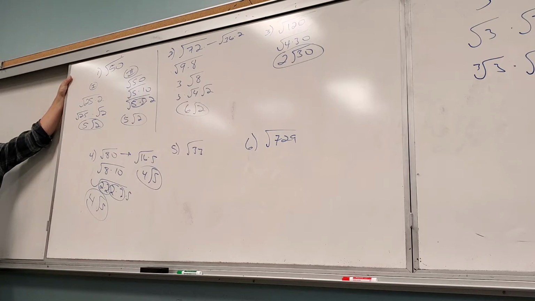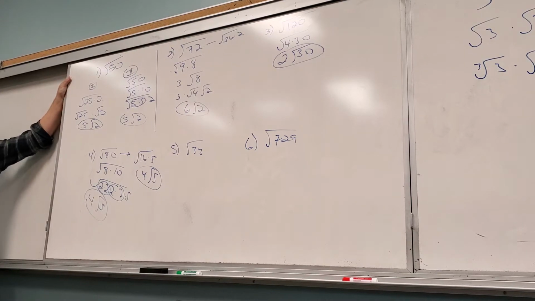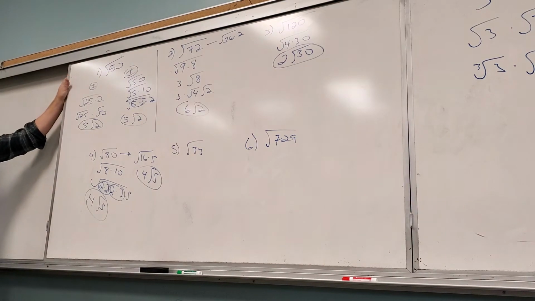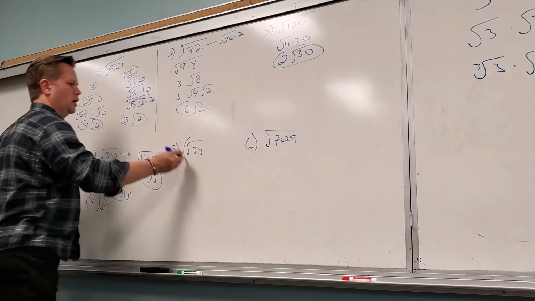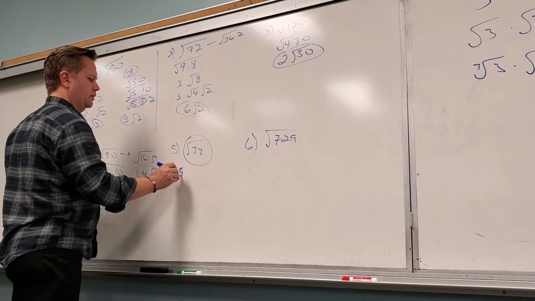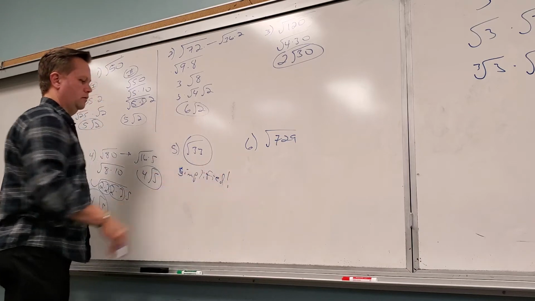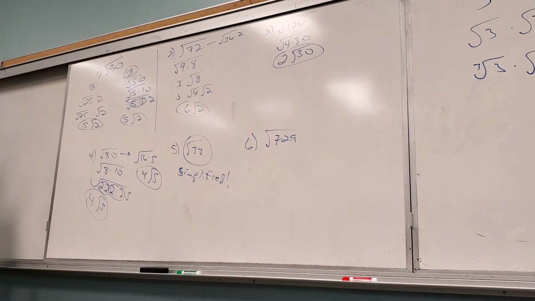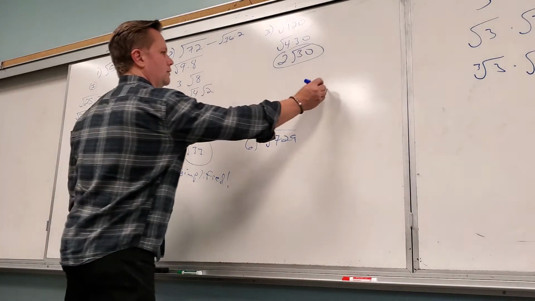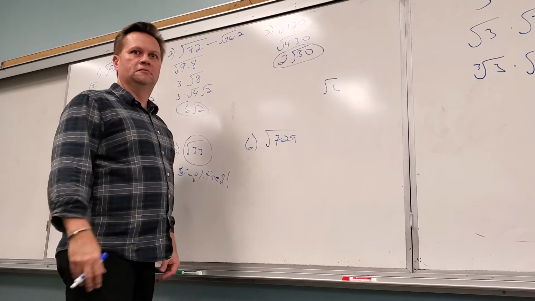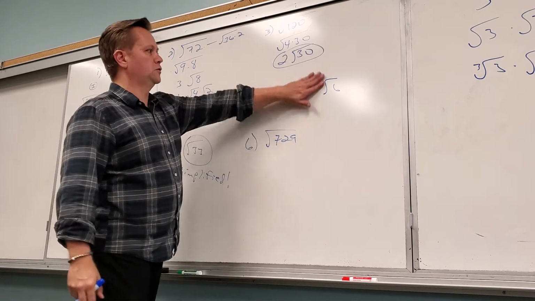What about number 5? Yeah, there's only 11 times 3, so I don't have 2 of anything. There's no squares in it, so it's done. Simplified. Not prime. 33 isn't prime, but it's like if I said what's the square root of 6, it's done. The 6 isn't prime either. So don't say prime. That's not what matters.